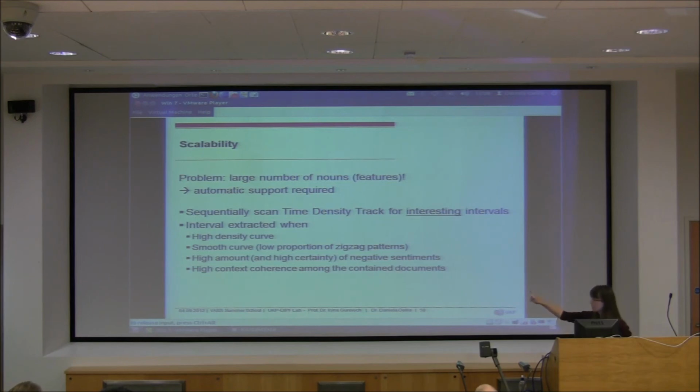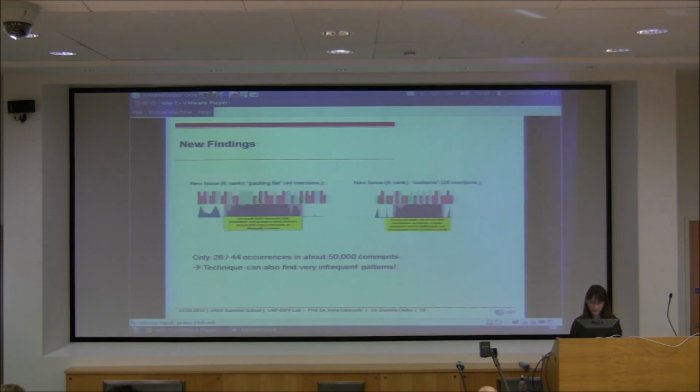So it's a high density curve. We want the curve to be smooth. We want to have a high amount of negative sentiments in there because this is what we are interested in, and a high context coherence among the contained documents. So they are measuring if they are really talking about the same issue in these documents. This was defined beforehand, and it's hard-coded. But you could also imagine that this is done interactively in the system, and then it would be an even better example for visual analytics, in which you have, again, that feedback loop, and you have a user that can interactively adapt this.